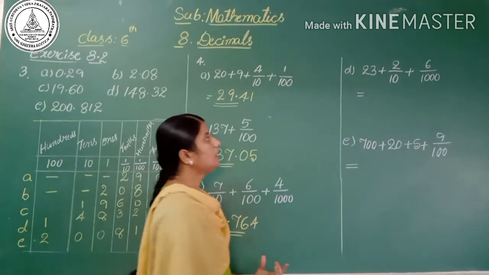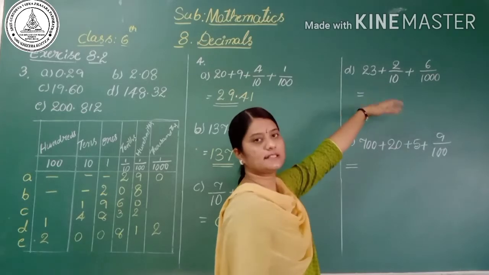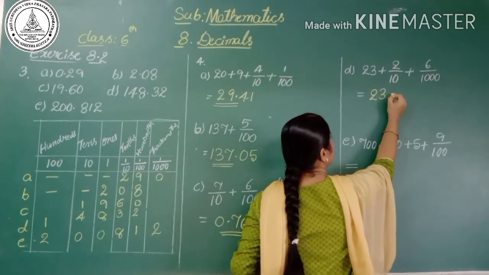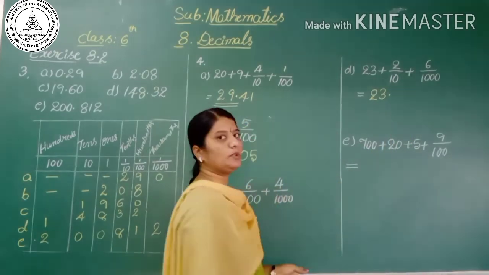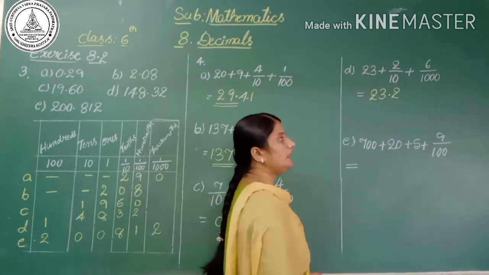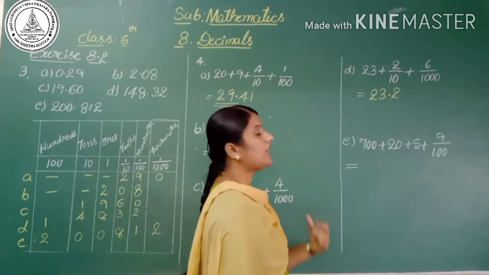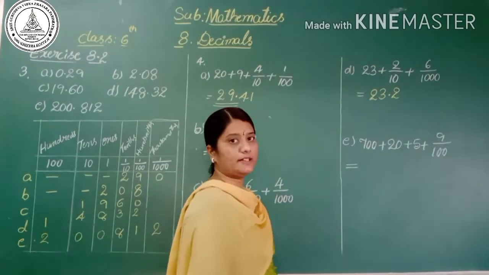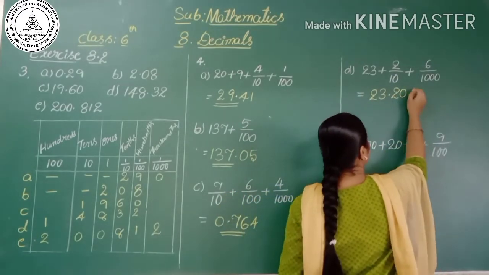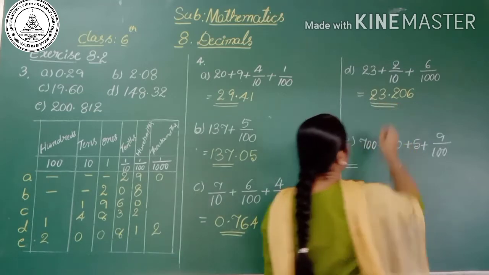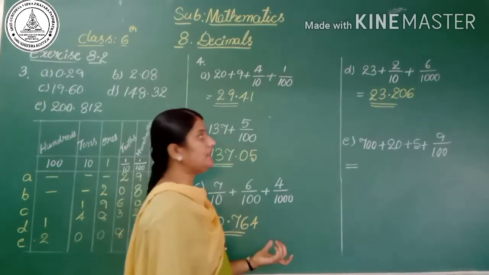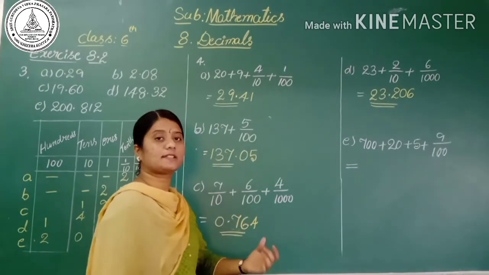Then D: 23 plus 2 tenths 6 thousandths. 23 is a whole number, so write 23 as it is, then keep the decimal point, and 2 tenths can be written as 0.2. Here they did not give the hundredths place, so we have to write 0 in the hundredths place and 6 in the thousandths place. So we can read it as 23.206, or also as 23 and 206 thousandths.